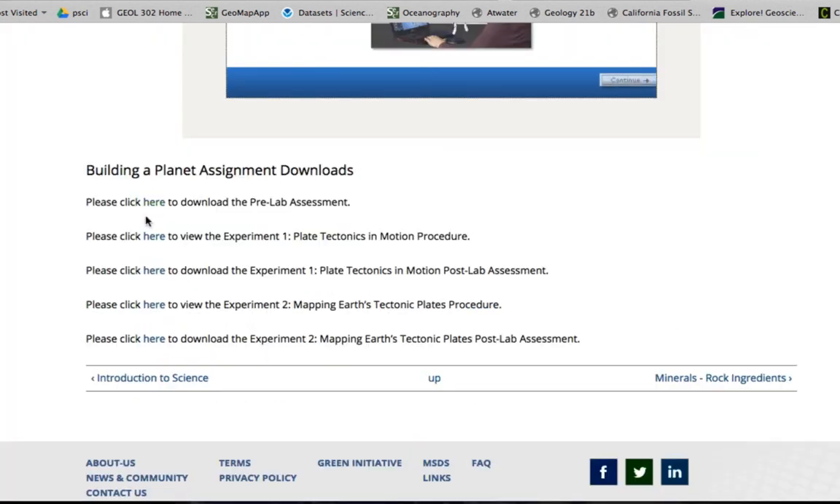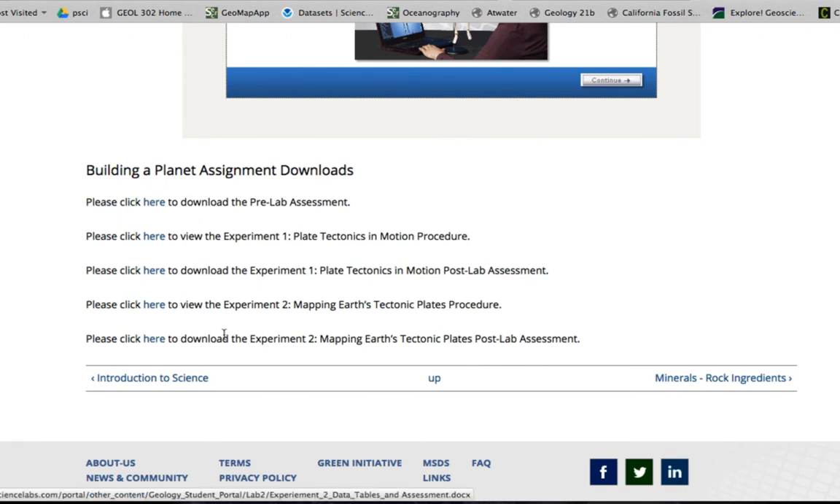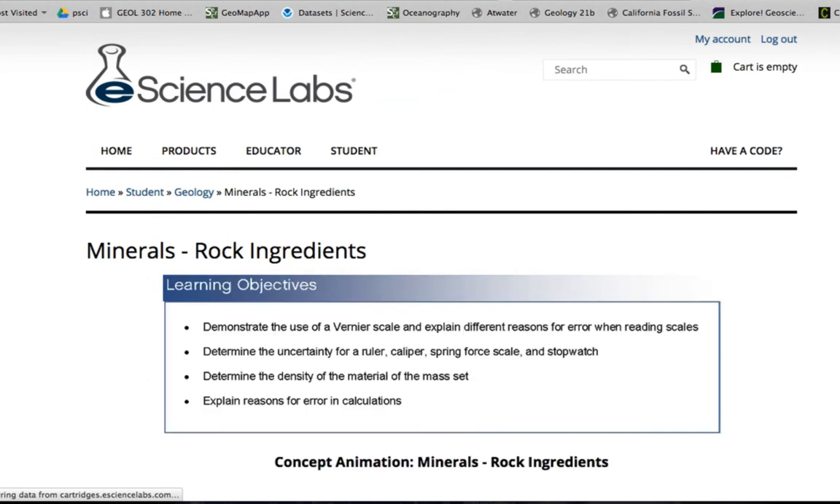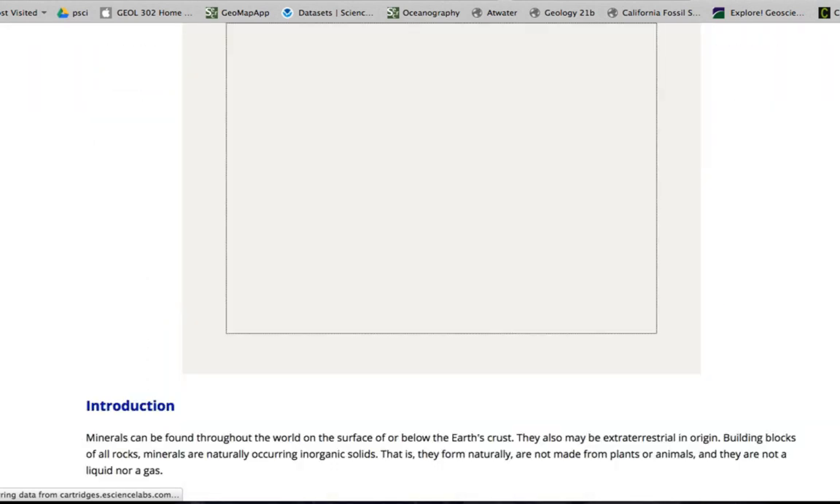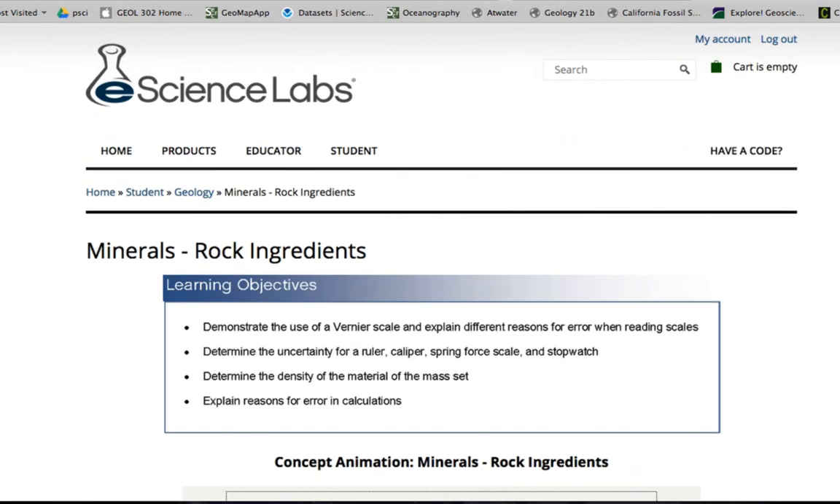So you can see that there are other files you need to do. So you'll need to complete all of these forms and submit to the Dropbox by the due date of this lab. And then you can see here that the next lab would be the mineral or rock ingredient. So the same thing goes along with this lab, where you follow the same objectives.